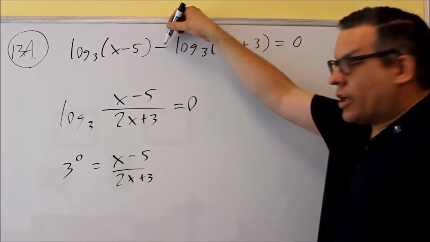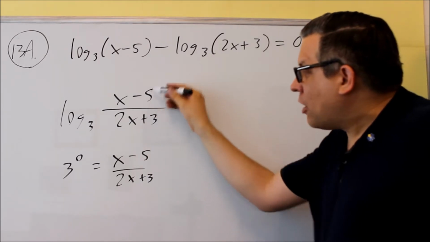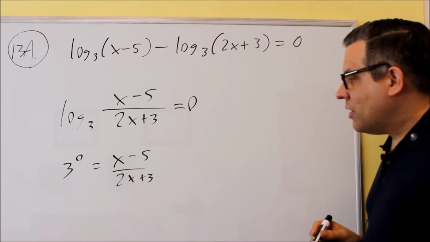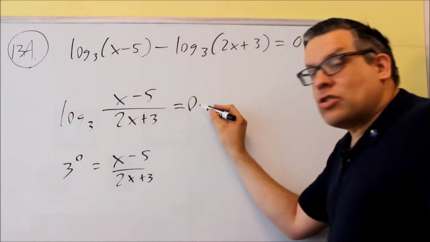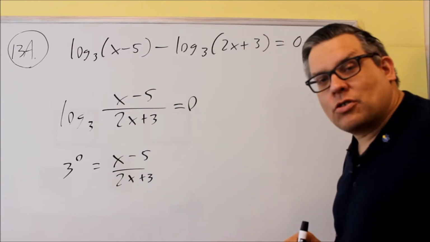So again, subtraction turns into division. If this is a plus, then I would have been multiplying those two together. It's a different log rule. Okay, so this is division. Base, raise the number after the equal sign, equals all this. That's changing it from log form into exponential.